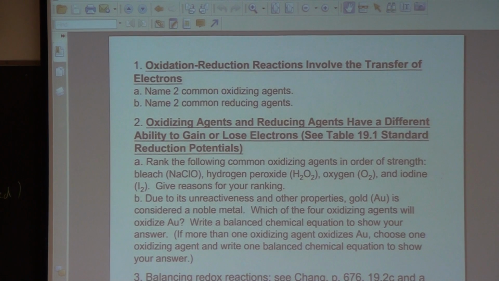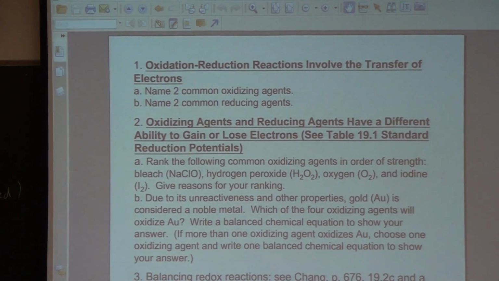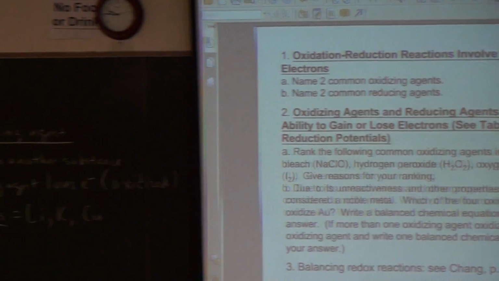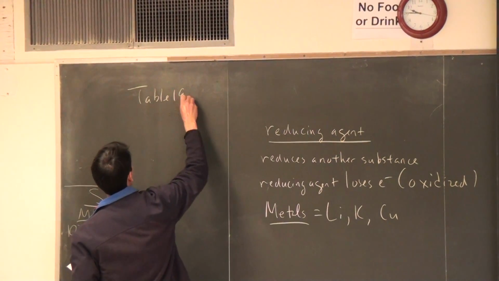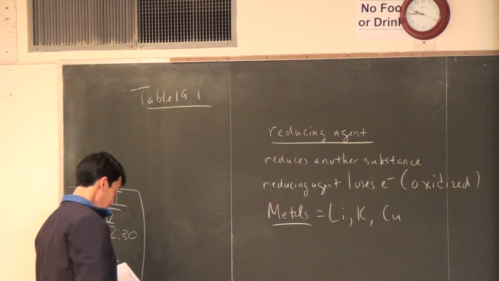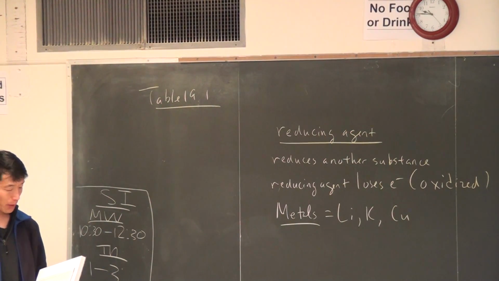Write down a few of these substances from this table here. Okay, so from table 19.1. Note that these are reduction potentials, so they show a half reaction of something being reduced.